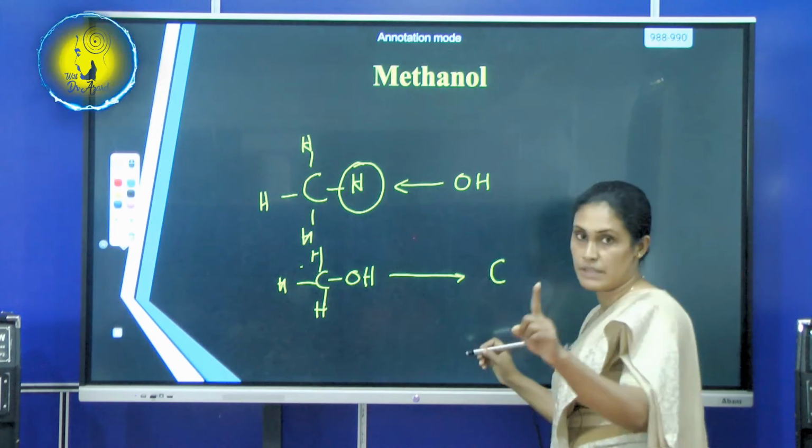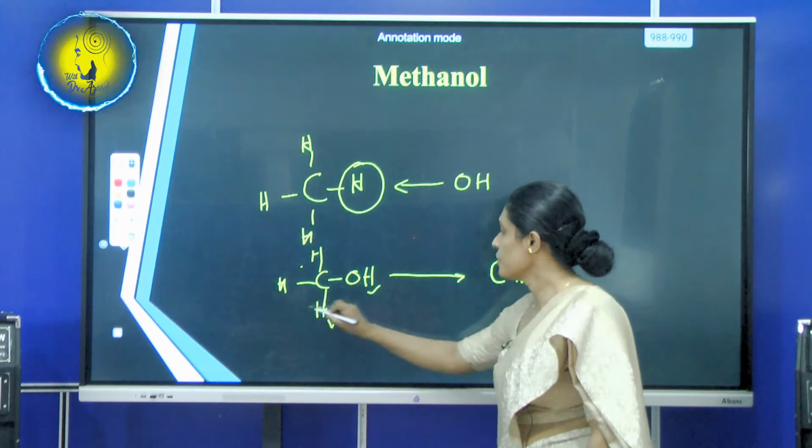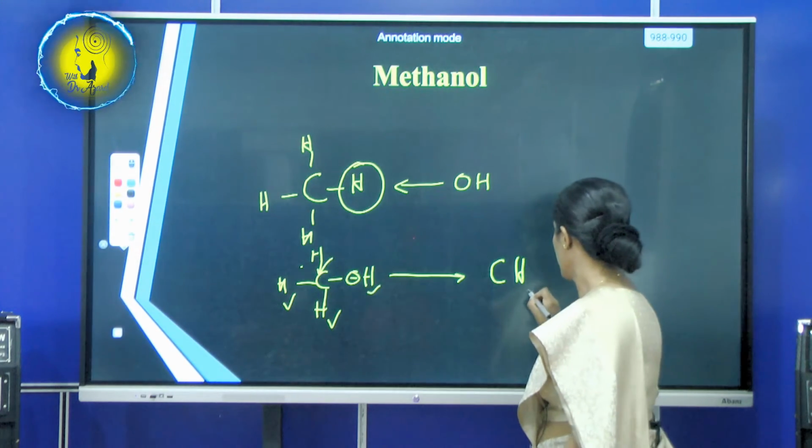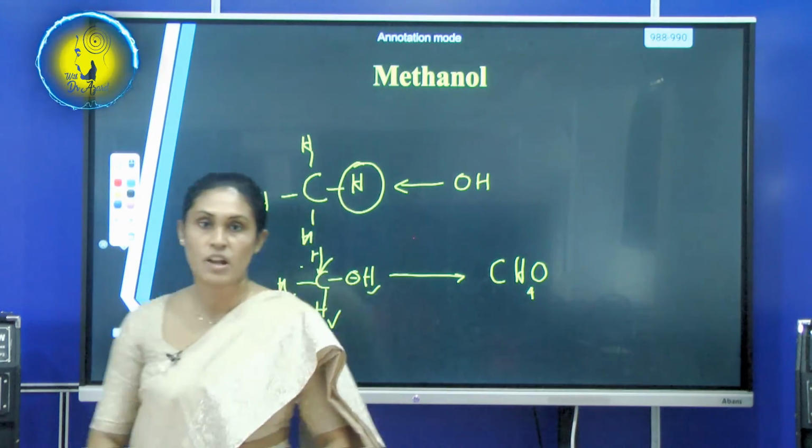Displayed formula, let's write the structural formula. The number of carbon is 1, hydrogen 1, 2, 3, 4, and number of oxygen is 1. Structural formula.